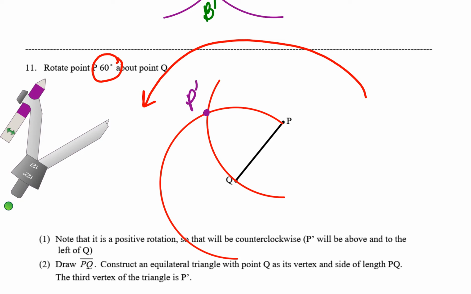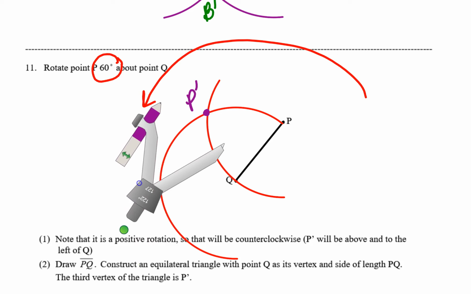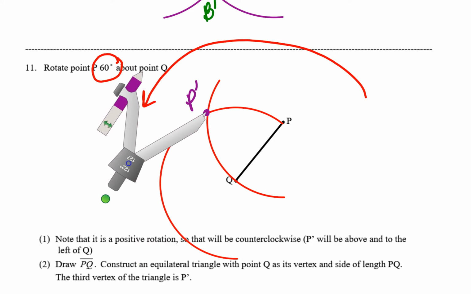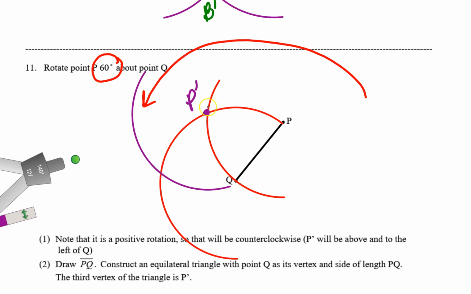If, say, I wanted to rotate it 120 degrees, I could just go back to where I left off here, because remember I rotated it from P to here to get P prime. This was 60. I haven't changed the setting. All I have to do is construct another arc. That's another 60 degrees, and this would end up being 120 degrees because it's twice the 60, and I could just keep going around this way.